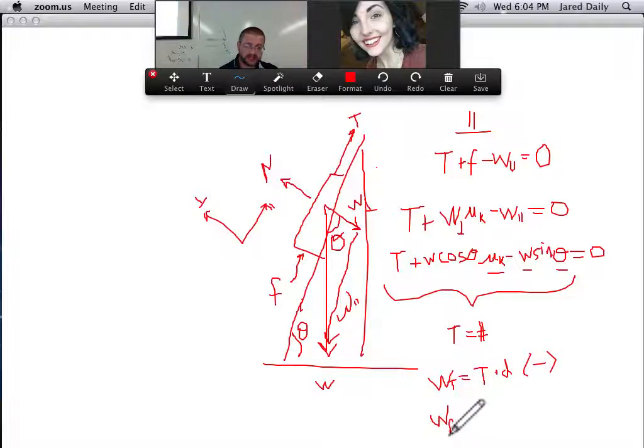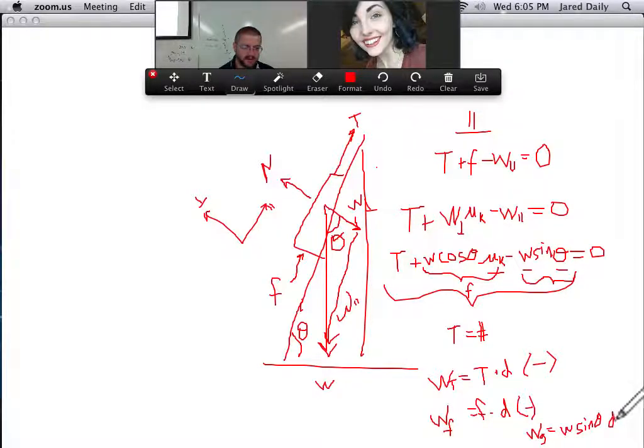For the work done by friction, it'll be the same thing, except you'll put in the frictional force, which is this thing right here. This is your frictional force. So you'll put in your frictional force times d, and it'll also have the negative sign, because it's in the same direction, right? But then the work done by gravity, work done by the weight, is going to be the weight force, which is this one, times distance. And that one will be positive. It'll be W sine theta, and it will be positive, times D. Does that make sense?